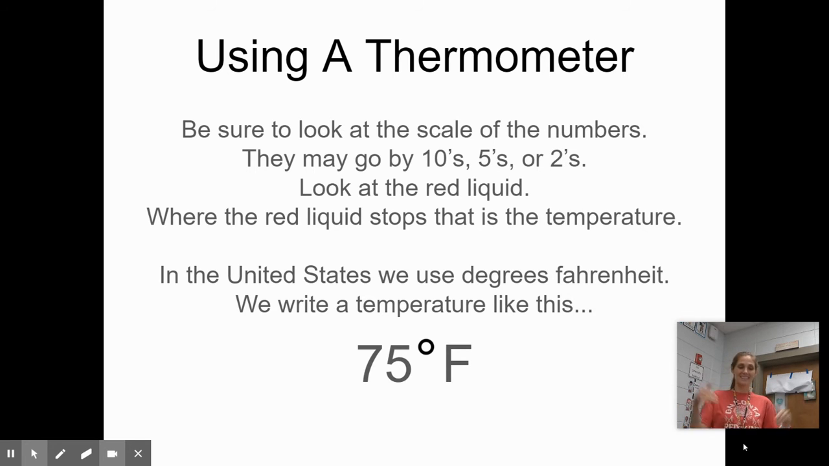But in the US, here where we live, we use degrees Fahrenheit. And so we write a temperature like it is right here. It's 75, little tiny circle dot, and a capital F. So that would be 75 degrees Fahrenheit. Across the way, in Europe and in a lot of other places, they use degrees Celsius. And so it would be written with a little tiny circle and then a capital letter C. But for us, we use Fahrenheit.